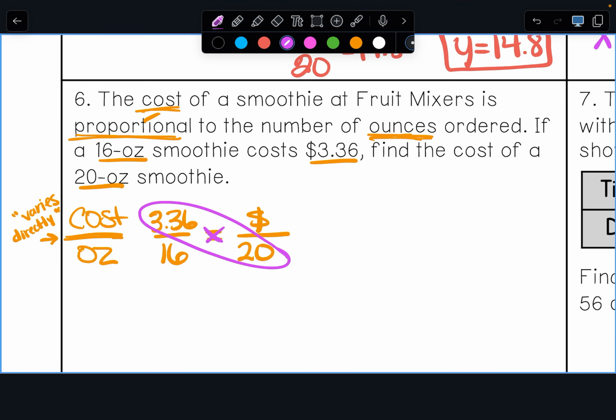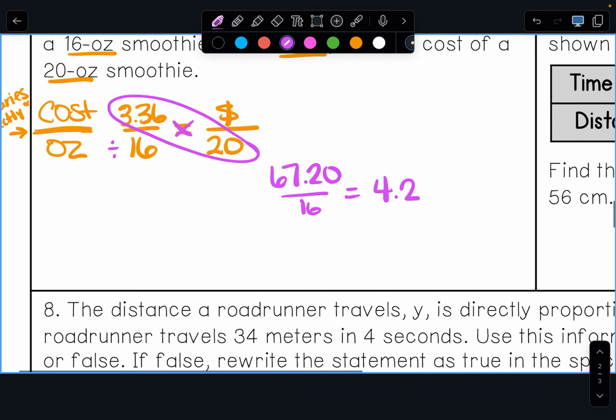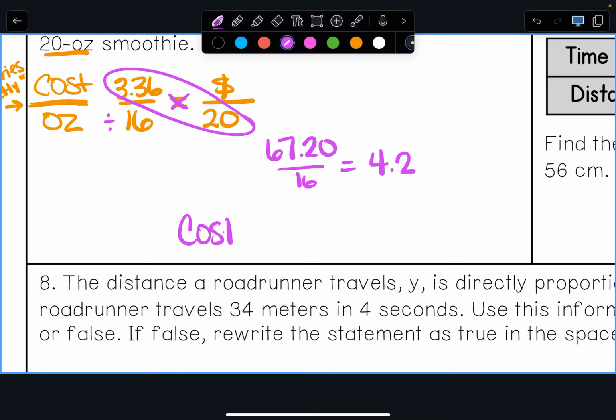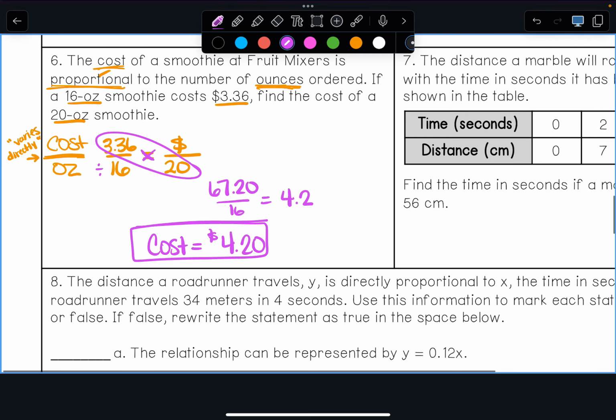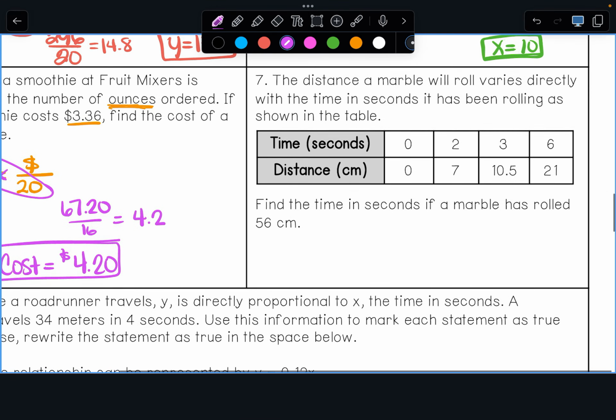When you cross multiply 336 times 20, let me multiply that real quick. 20 times 336, you get $67.20. Divide by the remaining value, divide by 16. And when I divide by 16, I get 4.2, meaning that my cost is $4.20 for a 20-ounce smoothie.